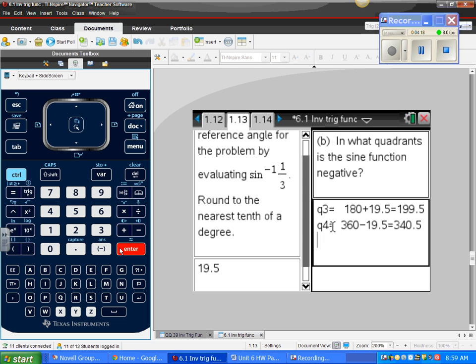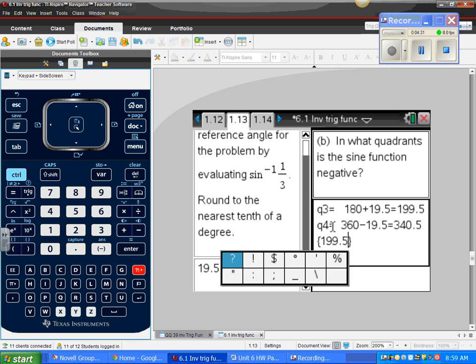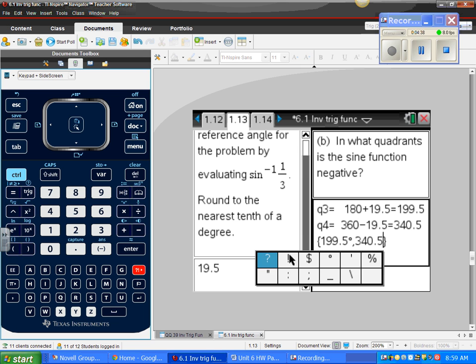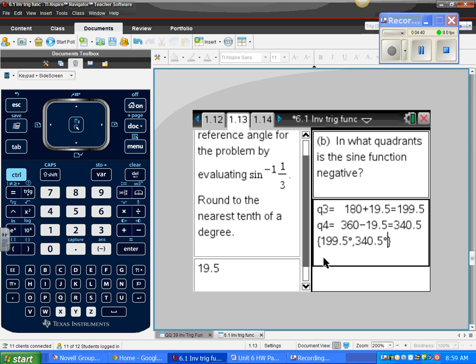All right. So what I've done is I found the two angles at which sine is equal to a negative 1/3. Those are my solutions. Remember, we always take our solutions and put them in curly brackets. 199.5 degrees and 340.5 degrees. Degree symbol is in your question mark, exclamation point button.